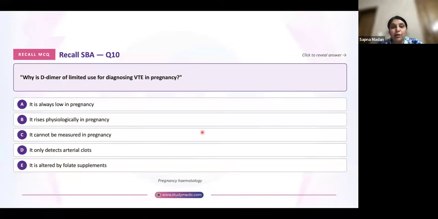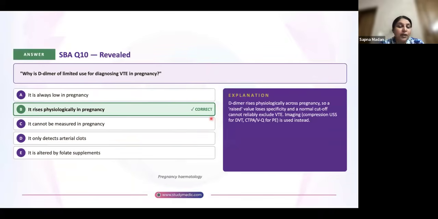Why is D-dimer of limited use for diagnosing VTE in pregnancy? Because it is always low. It is physiological in pregnancy. The rise is physiological. It cannot be measured in pregnancy. It only detects arterial clots, and it is altered by folate supplements. So why is the D-dimer of limited use in pregnancy? It rises physiologically in pregnancy. Okay, so D-dimer is normally raised in pregnancy.